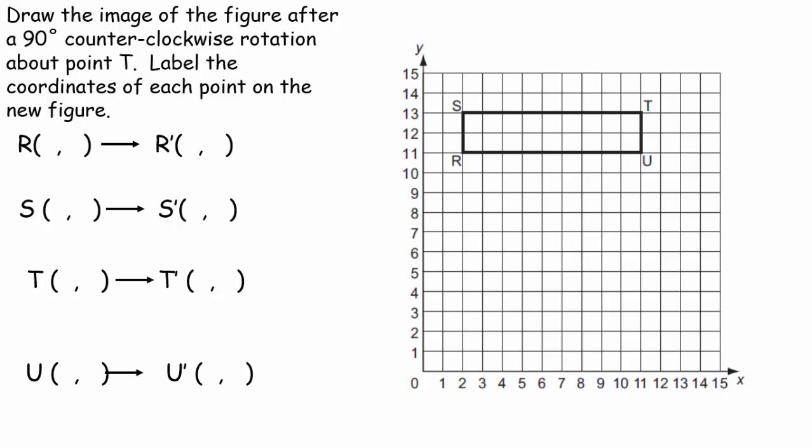Now let's draw the image of the figure after a 90-degree counterclockwise rotation about point T. Well, over here you'll notice here's point T. So this is what we're actually rotating around. We're going to label the coordinates of each point on the new figure. So let's start with R.